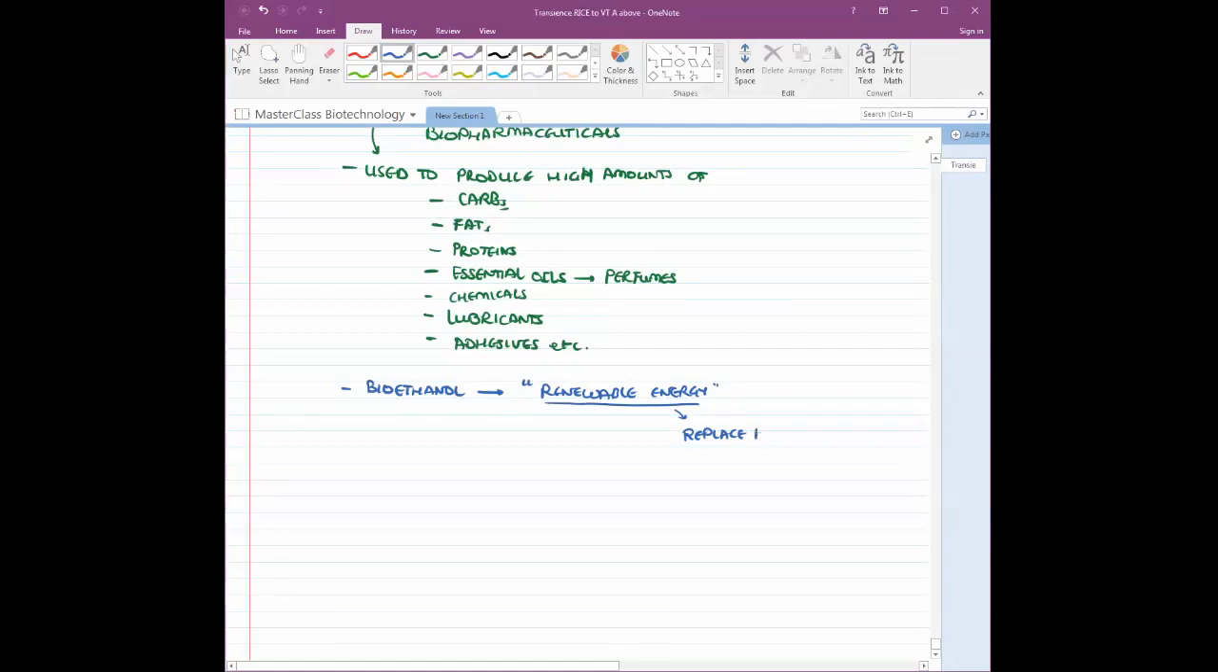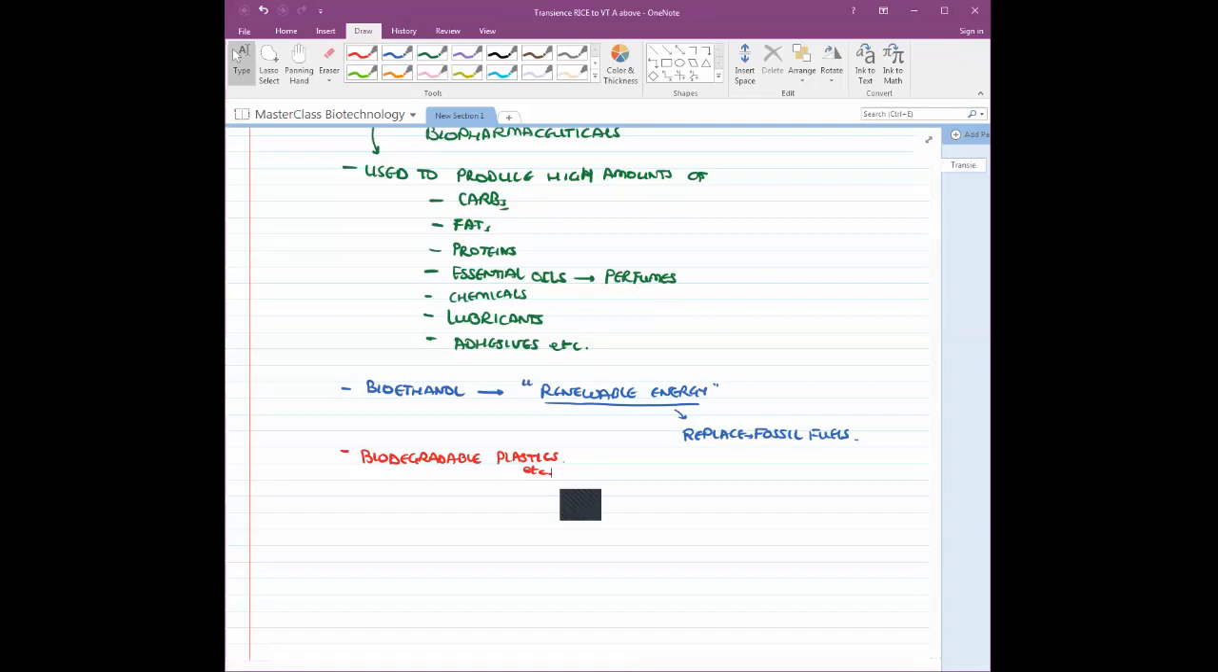It has the possibility to replace fossil fuels, guys. Now, same way as we have got your bioethanol, there is a huge amount of research going on in biodegradable plastics as well. So all this can be obtained from your plants.